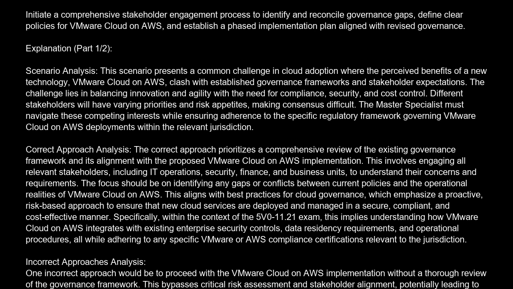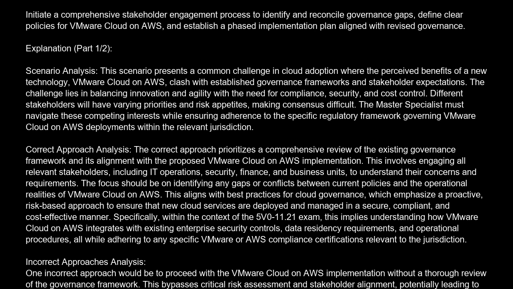The focus should be on identifying any gaps or conflicts between current policies and the operational realities of VMware Cloud on AWS. This aligns with best practices for cloud governance, which emphasize a proactive, risk-based approach to ensure that new cloud services are deployed and managed in a secure, compliant, and cost-effective manner.